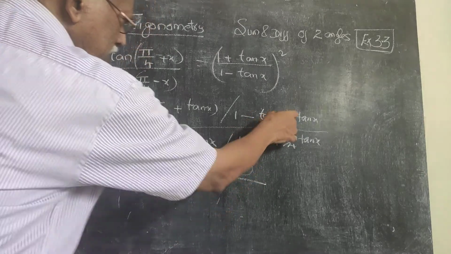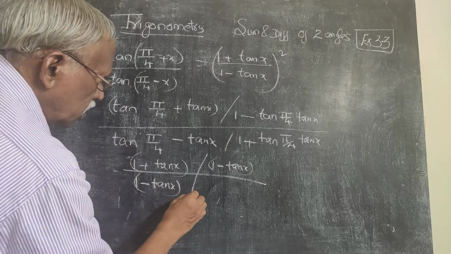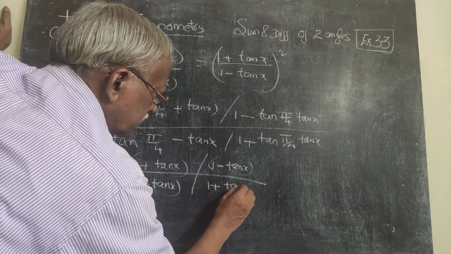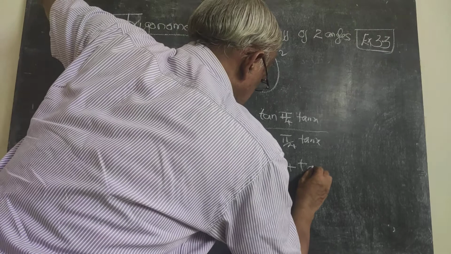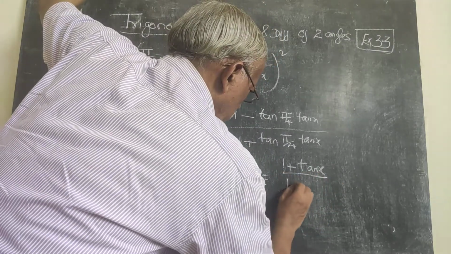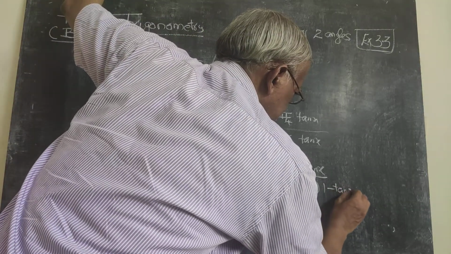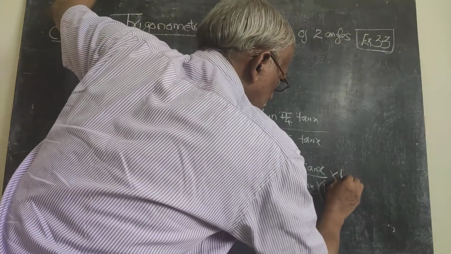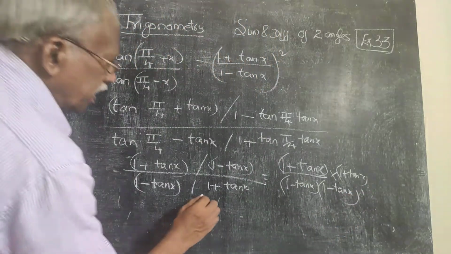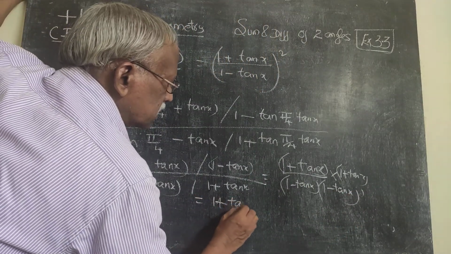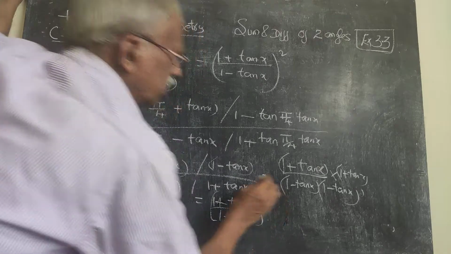This part is 1 minus tan x. Now coming to this one, again 1 minus tan x divided by 1 plus tan x. So this is now 1 plus tan x divided by 1 minus tan x. Already there is 1 minus tan x divided by this, so it goes up as 1 plus tan x. So we get (1 + tan x)/(1 - tan x) the whole square.